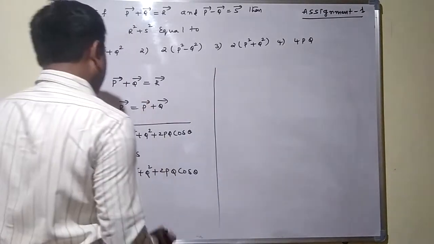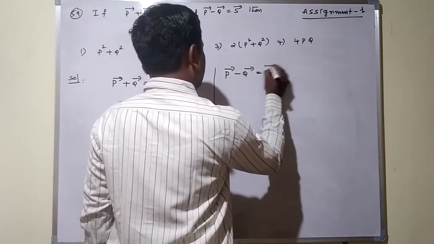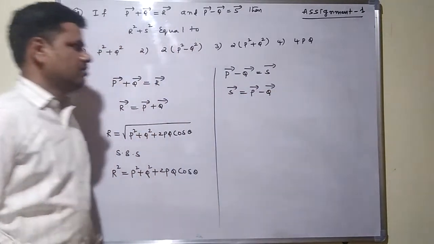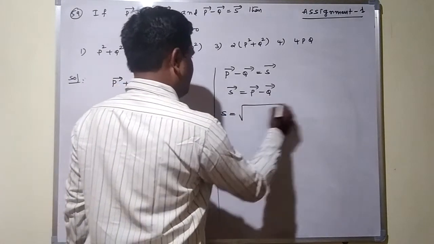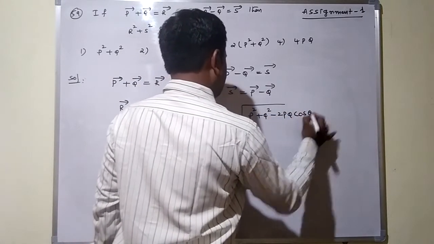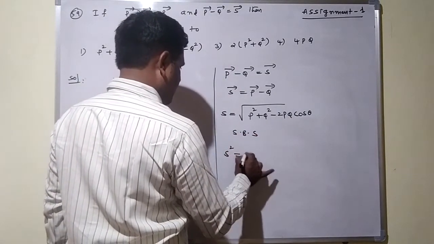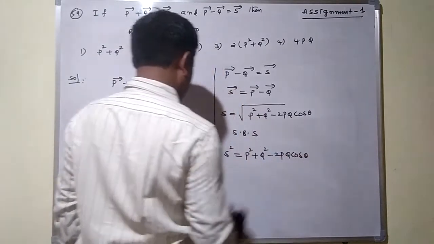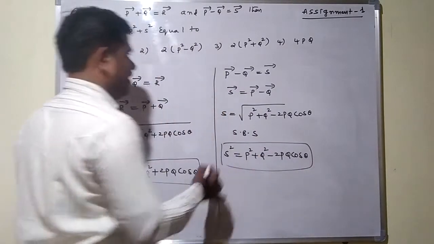Similarly, from the subtraction of vectors, P bar minus Q bar is equal to S bar. Here S bar is equal to P bar minus Q bar. From the subtraction of vectors, S can be written as under root of P square plus Q square minus 2PQ cos theta. Here also squaring on both sides, S square is equal to P square plus Q square minus 2PQ cos theta. This is the R square value, and this is the S square value.